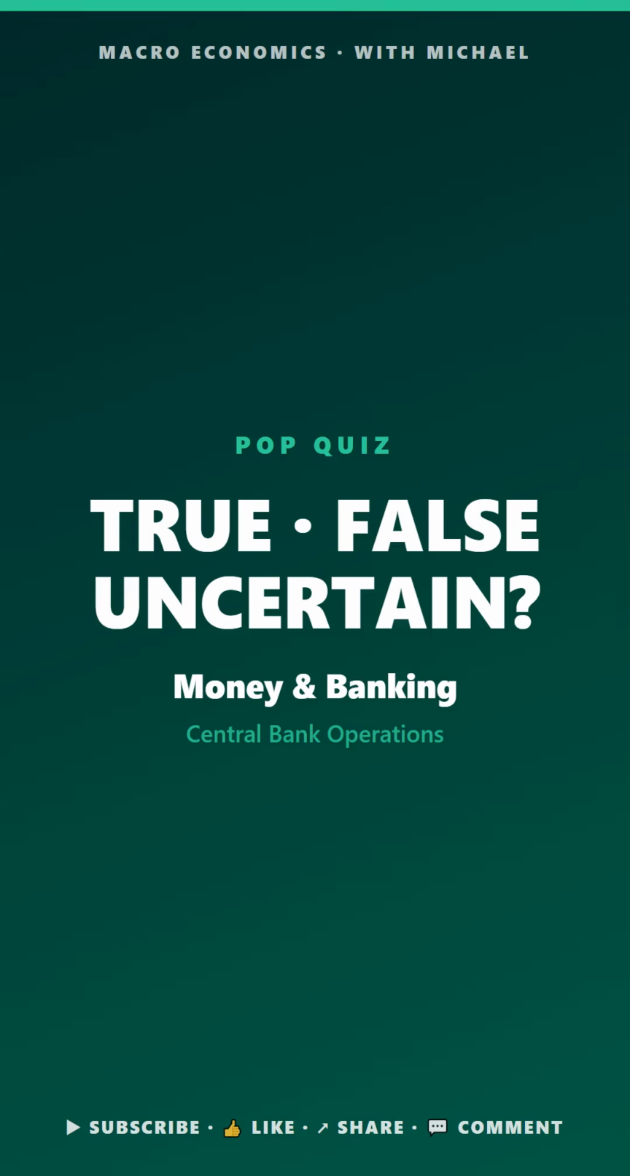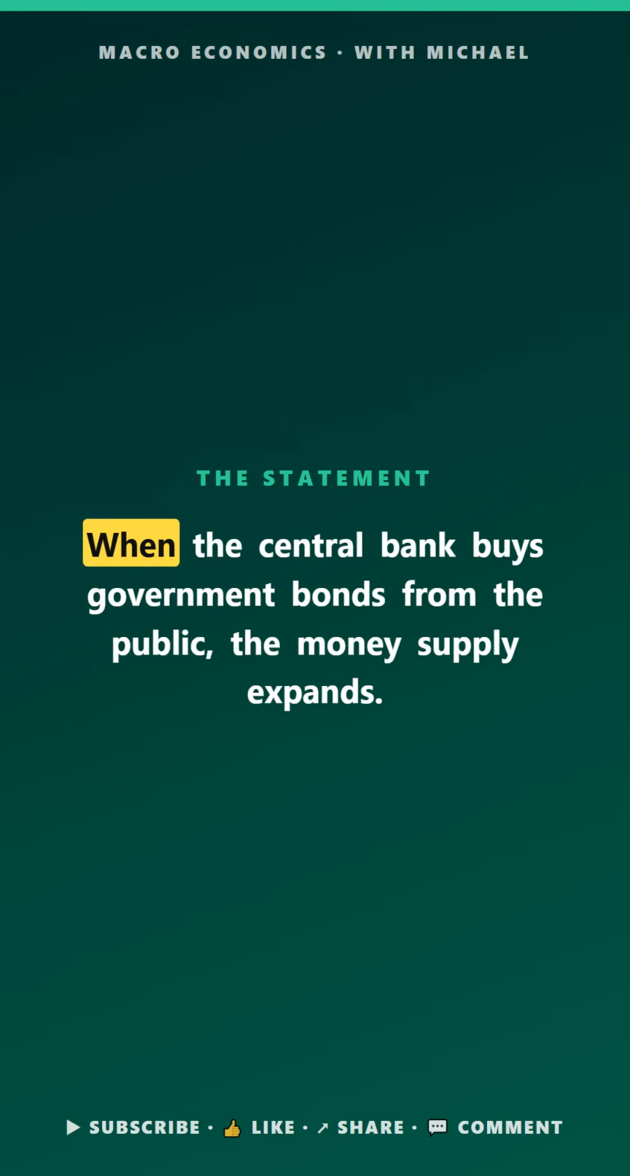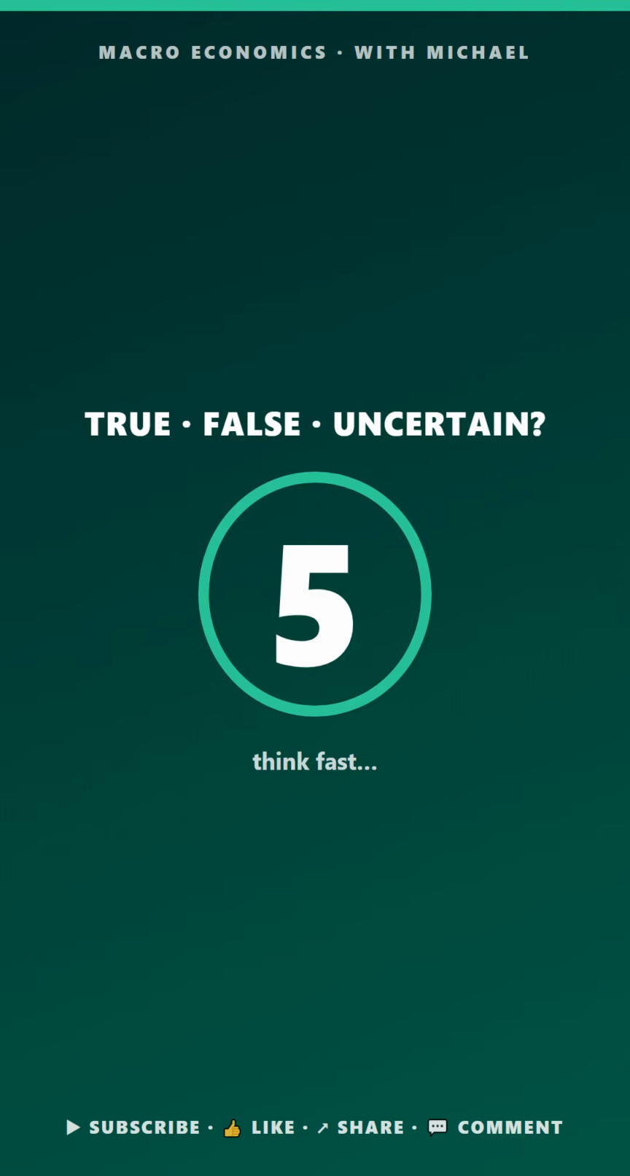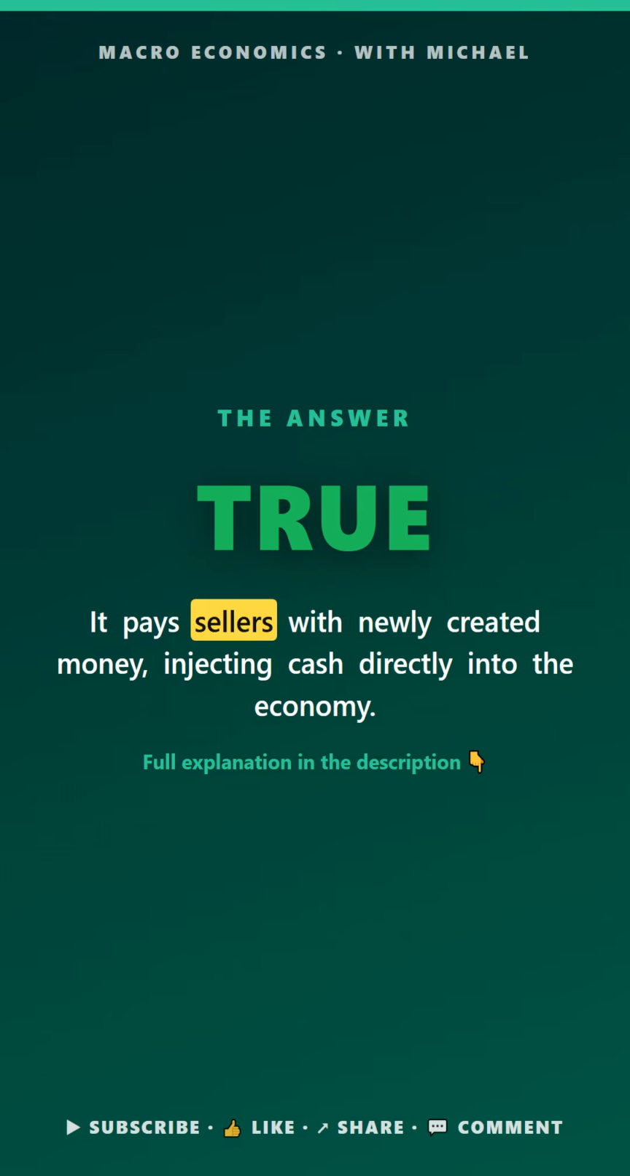Macro pop quiz. Money and banking. True, false, or uncertain. When the central bank buys government bonds from the public, the money supply expands. The answer is true. It pays sellers with newly created money, injecting cash directly.